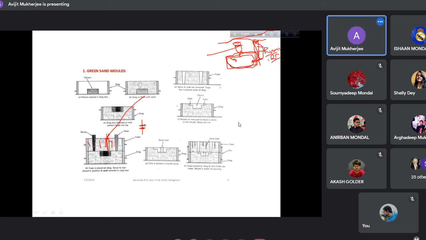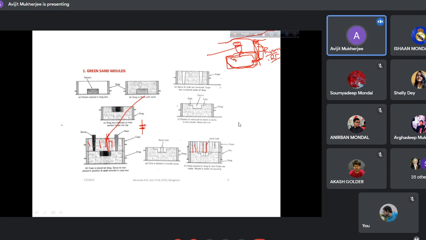Why? Because if these projections are touched like here, then all through these capillary tubes, capillary passages, when molten metal will be poured, it is filling the entire cavity, then the molten metal will also enter inside these capillary tubes. And after solidification, these protruded portions will be retained. These are known as fins. It is a defect. Okay, that's why this is important.